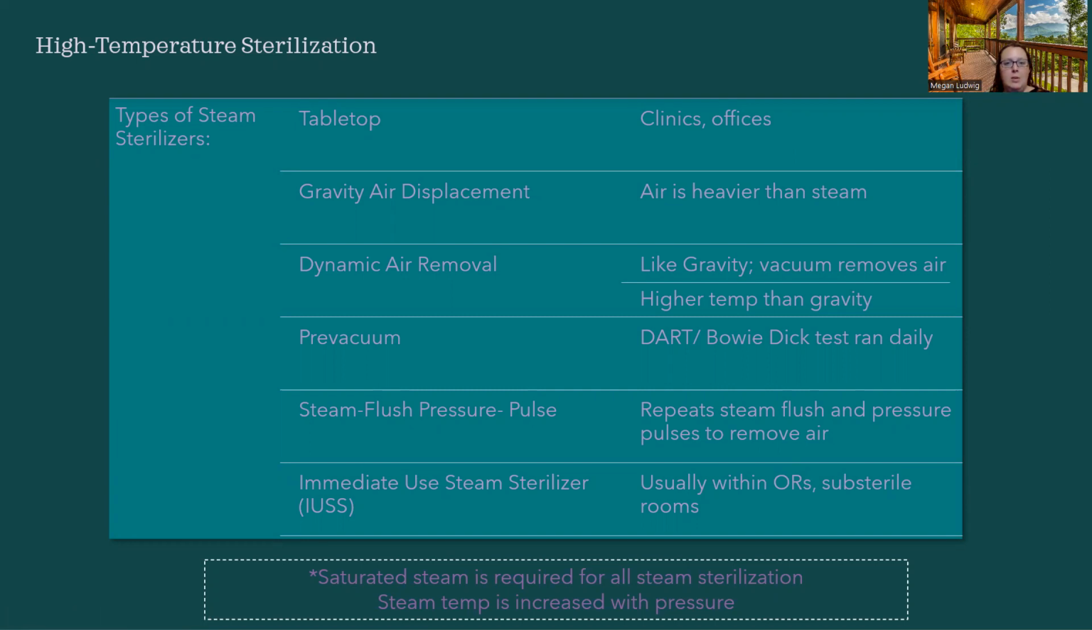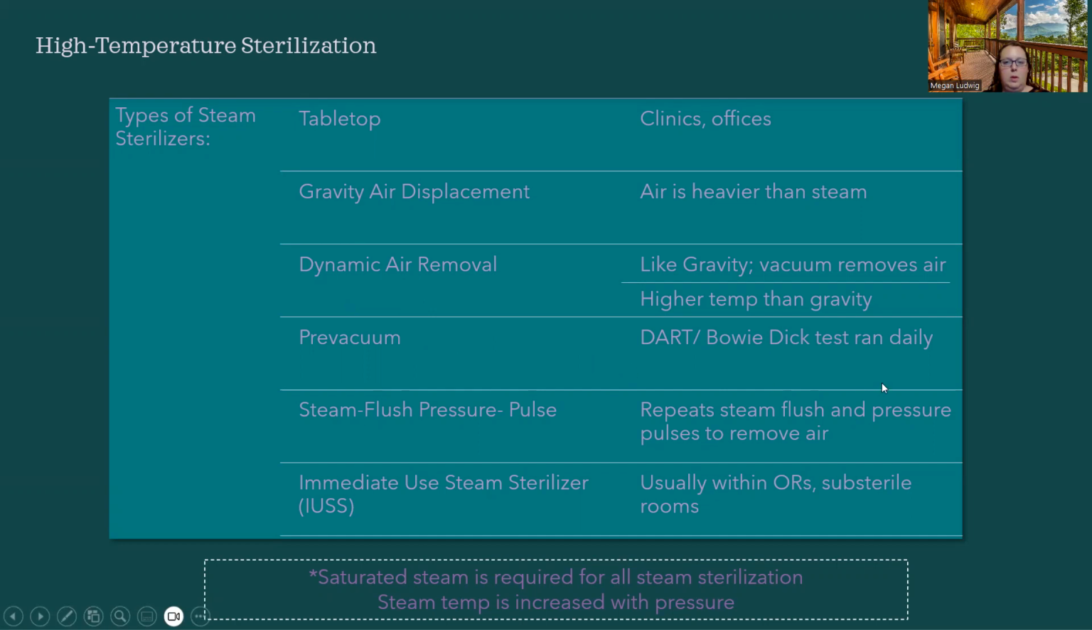You have a gravity air displacement. It basically means that air is heavier than steam, and it's going to use that to its advantage to help sterilize instruments. The dynamic air removal is similar to gravity, but it's going to literally have a vacuum that sucks out the air, and its temperature will be slightly higher than the gravity. This pre-vacuum is pretty common.